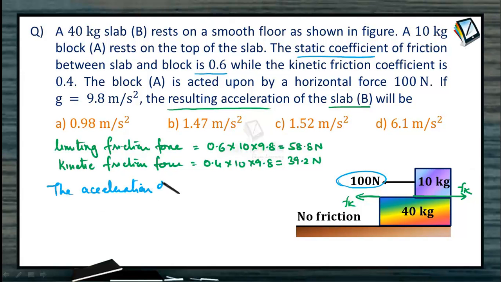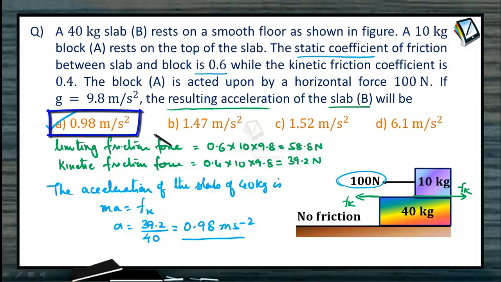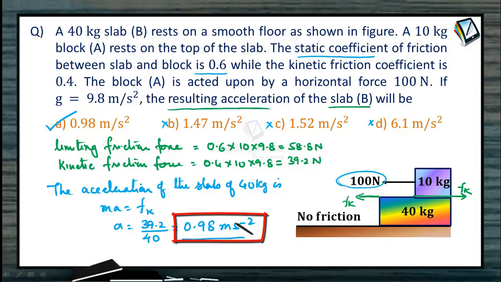So this kinetic friction force divided by m should give us the acceleration. For the slab of 40 kg, m into a should be equal to Fk. So a is equal to Fk, that is 39.2 divided by m, that is 40 kg here. So 0.98 meter per second square. This is the acceleration of the slab B. So the correct option will be option A, 0.98 meter per second square. B is wrong, 1.47. 1.52 is also wrong. 6.1 meter per second square is also wrong. So the correct option will be 0.98 meter per second square.